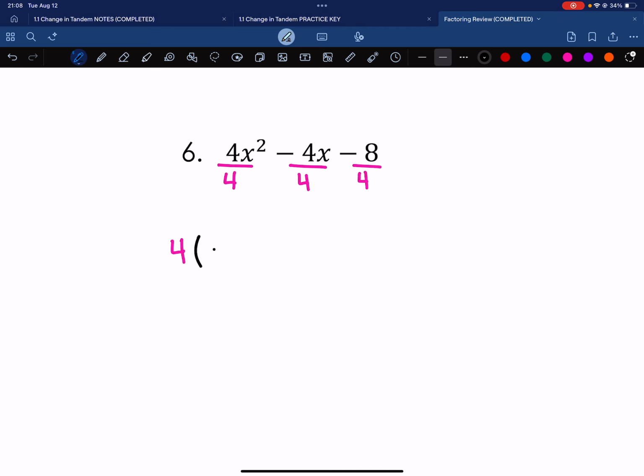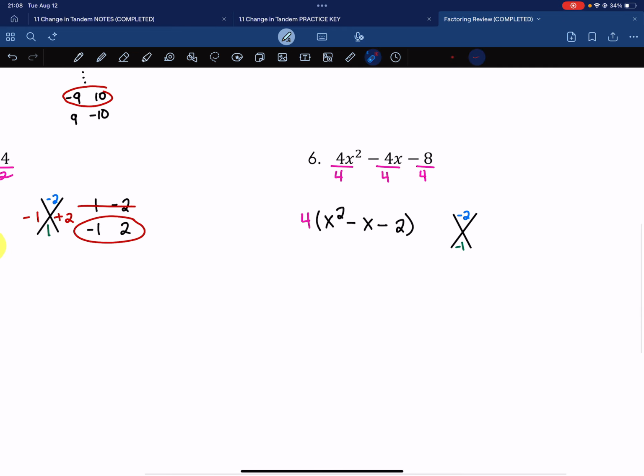4x squared divided by 4 is x squared. Negative 4x divided by 4 is just a negative x. And negative 8 divided by 4 is a negative 2. So now there's no number in front of our x squared. We can go into our factoring. So we want to multiply to get a negative 2, add to get a negative 1, which sounds familiar because we just had it over here, except now we want a negative on bottom, which means we're just going to pick the opposite numbers that we didn't use prior. So 1 and negative 2.